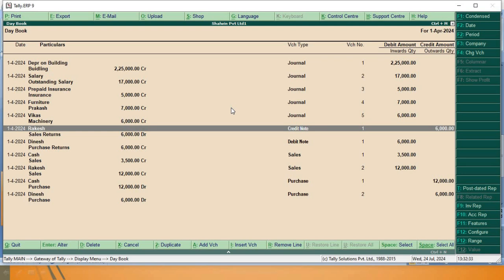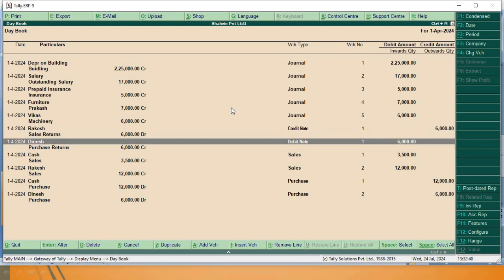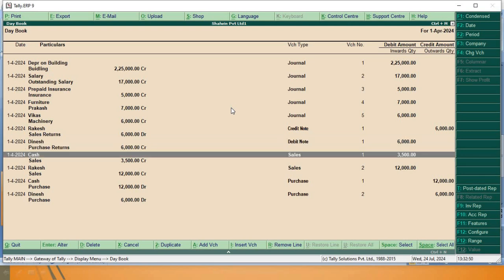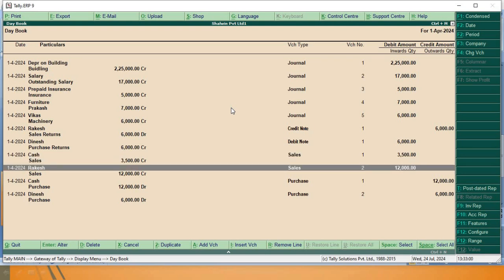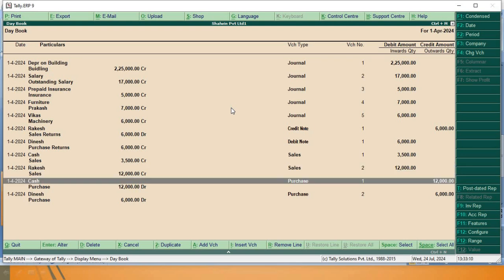Sales returns on the debit side and Rakesh on the credit side. Next one we have debit note voucher, that is purchase return will be entered in debit note voucher. Purchase returns will be on the credit side and Dinesh on the debit side. Next, we have cash sales. Sales always on the credit side and cash on the debit side, and it is being entered in sales voucher. Next one, sold goods for credit. That is to Rakesh. Sales on the credit side and Rakesh on the debit side.